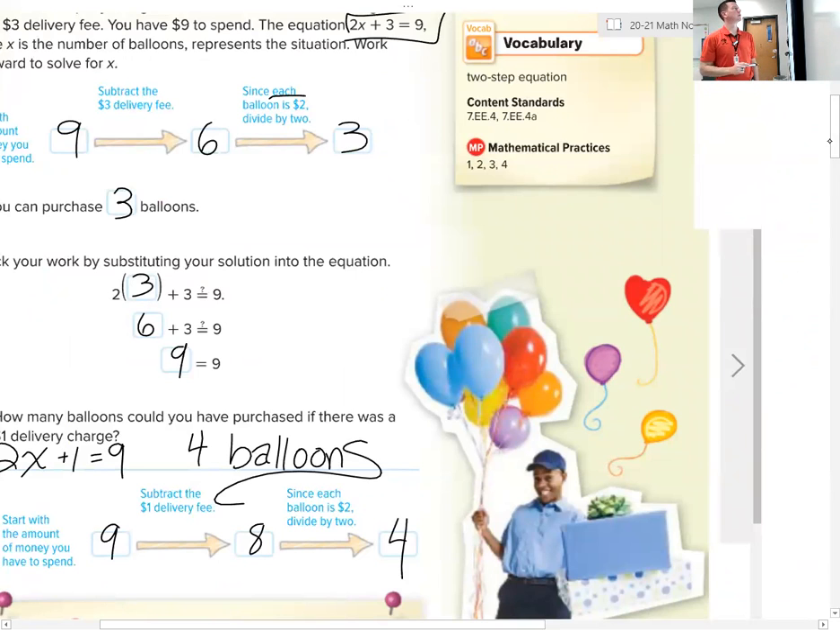So it was 9 minus 9 equals 9. Yeah, it should be 3, because with the 2 balloons costing $2, it would go back to 3.